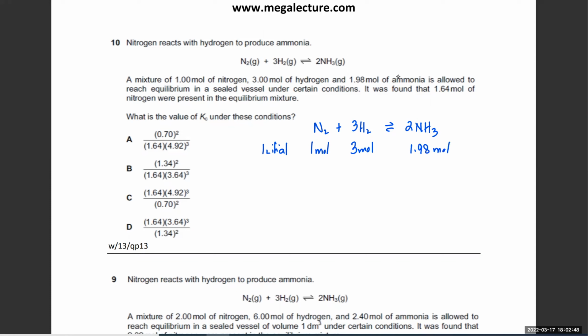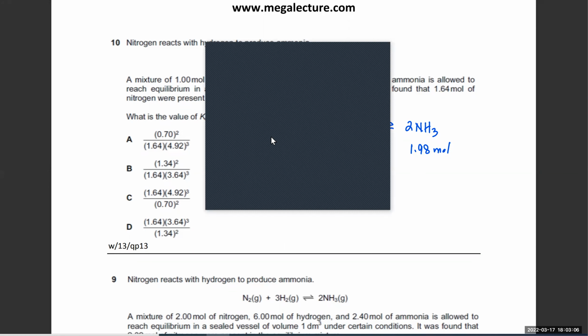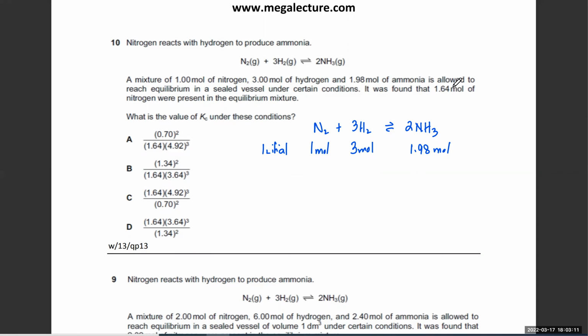अब वो कह रहा है कि इट्स अलाउड टू रीच इक्विलिब्रियम, ठीक है, इट रीचेस इक्विलिब्रियम इन अ सील्ड वेसल अंडर सर्टेन कंडीशंस, एंड इट वाज फाउंड दैट 1.64 मोल्स ऑफ नाइट्रोजन वर प्रेजेंट. तो इक्विलिब्रियम के ऊपर 1.64 मोल्स पड़े हुए, एंड दोज आर योर इक्विलिब्रियम के मोल्स है. सो व्हाट डज दैट मीन?